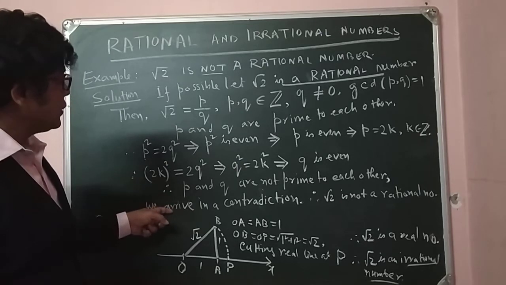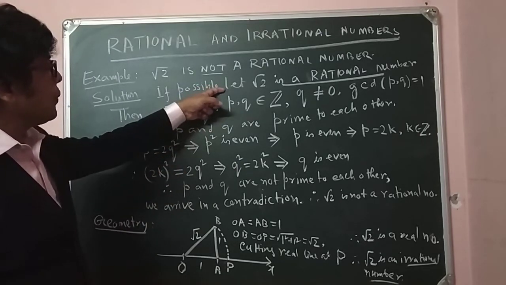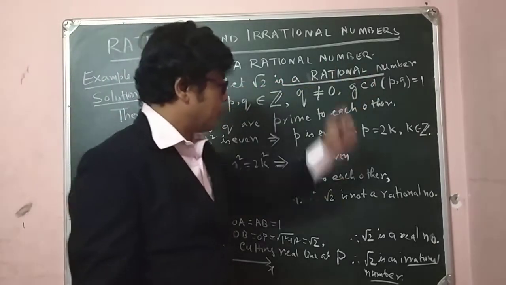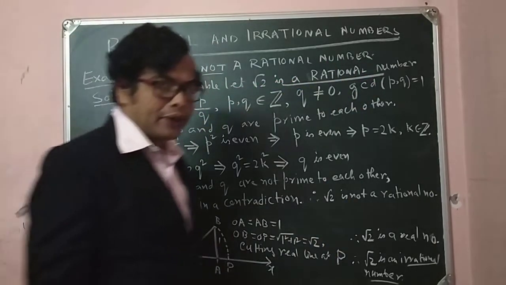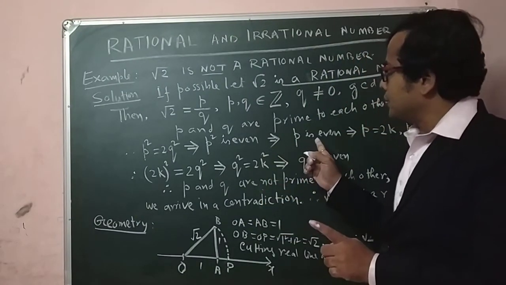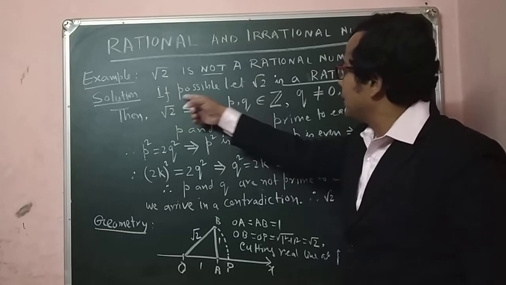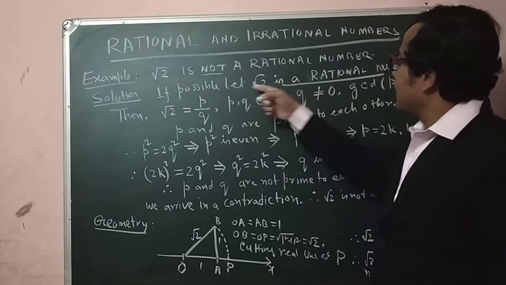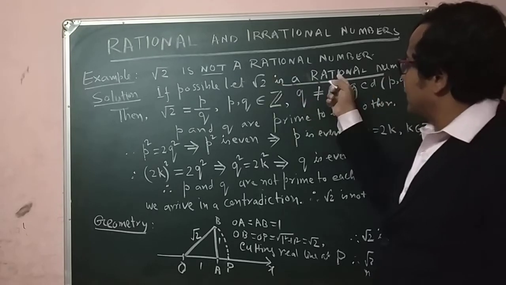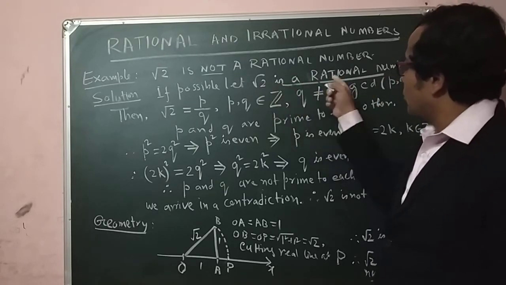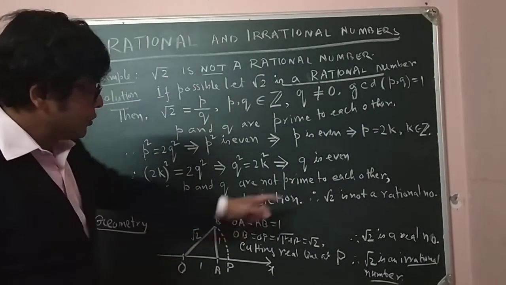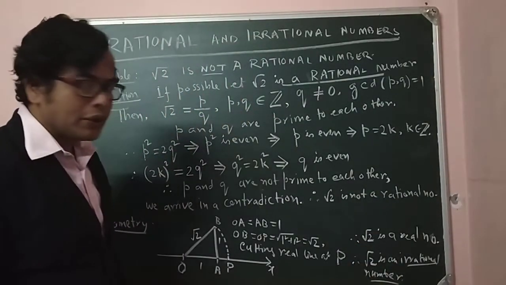What is that contradiction? The contradiction is to what we have assumed, that root 2 is a rational number. It is a contradictory statement, which means it is not true. The complementary statement is that root 2 is not a rational number. So from this example, we conclude that root 2 is not a rational number.